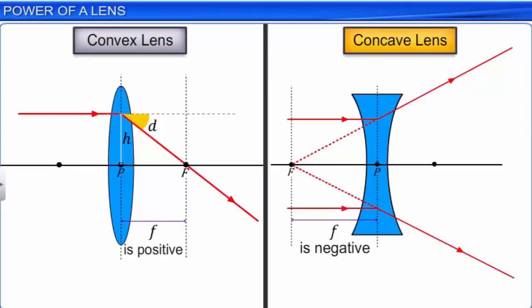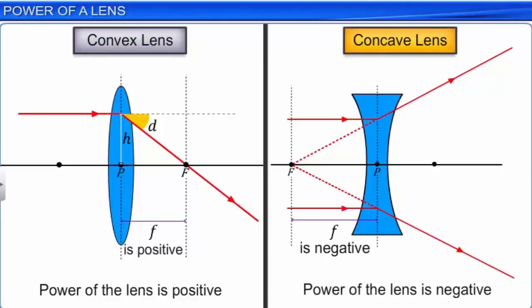Note that the focal length, and hence the optical power of a lens, depends on the medium in which the lens is placed. For example, a converging lens in air with focal length equal to 20 cm is made of glass of refractive index 3 by 2. Let us find its optical power when placed in water of refractive index 4 by 3.